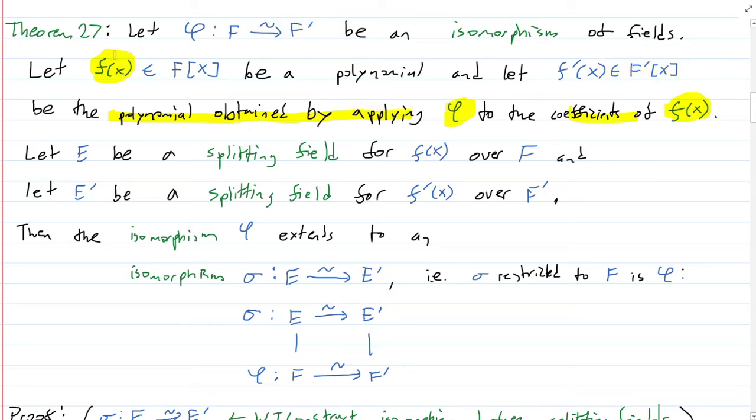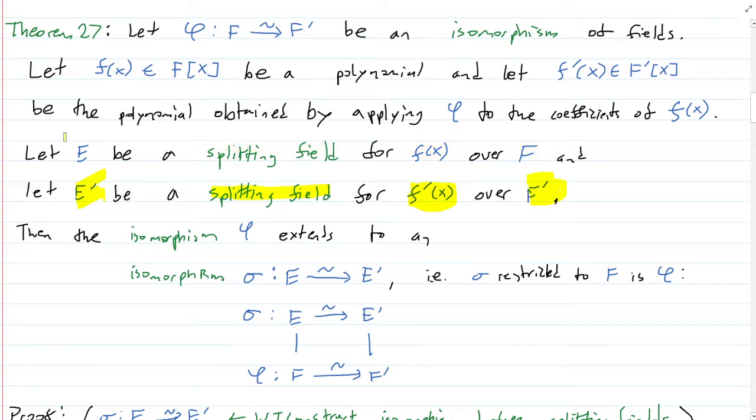So you take this polynomial f of x, which has coefficients in F, and then you apply the isomorphism that takes F to F prime. So all of the coefficients of f get sent to elements in F prime, and these become the coefficients of f prime. Right. So you have this polynomial, and it gets sent to this polynomial via this isomorphism of the ground fields. Right. So let E be a splitting field for the first polynomial over F, and let E prime be a splitting field for the second polynomial over F prime.